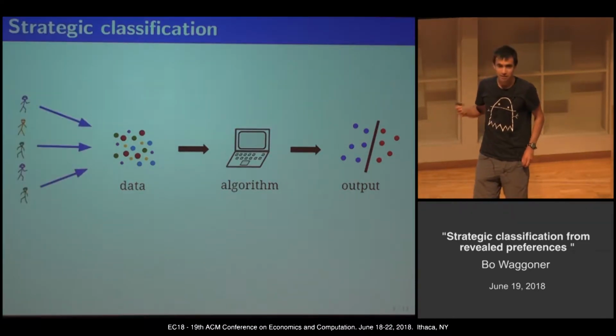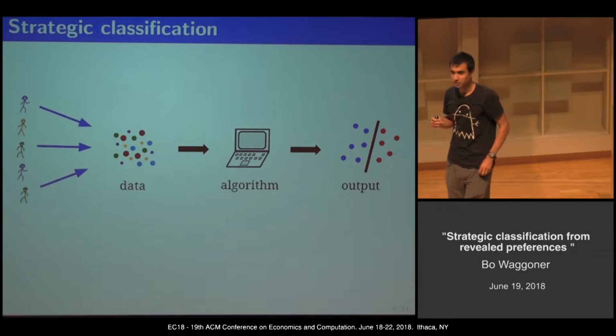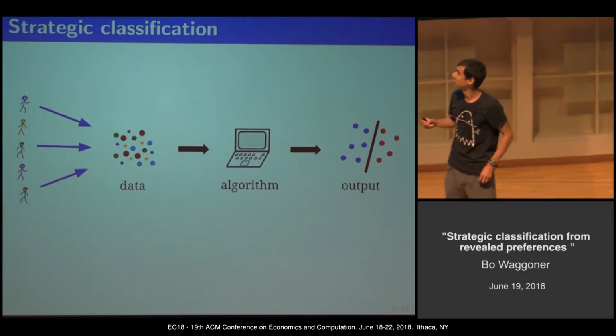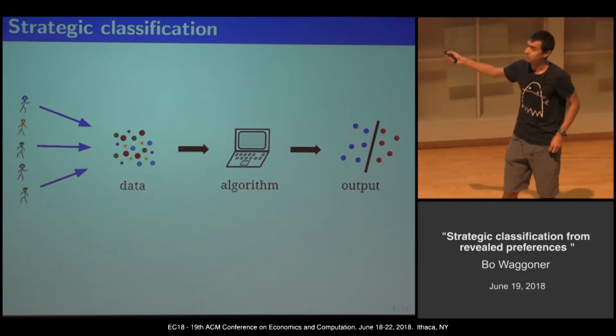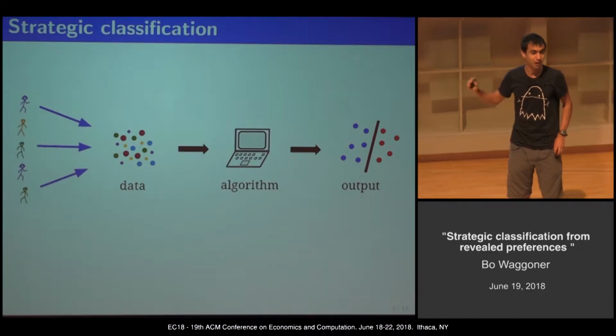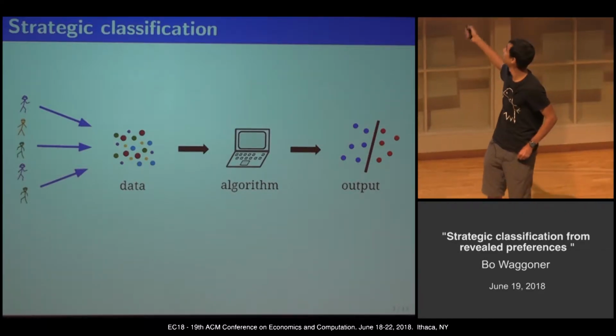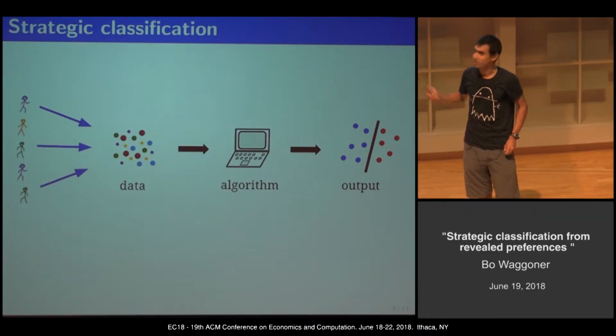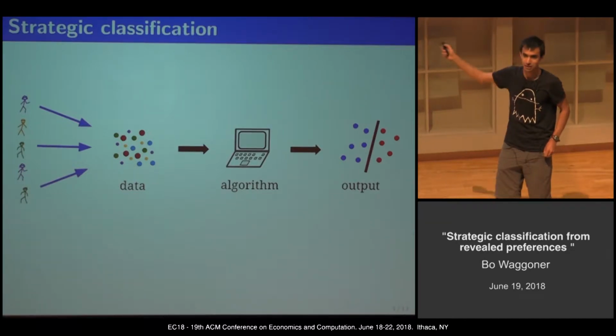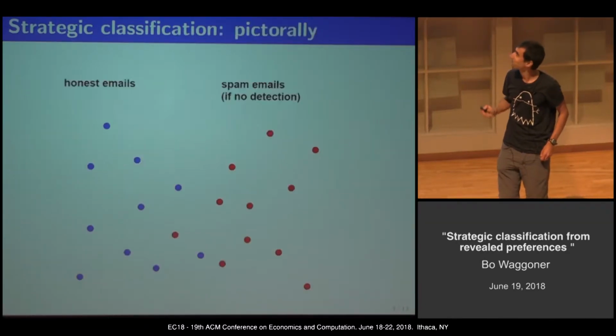In the strategic classification problem, which is a relatively recent but really exciting area, this data is coming from agents. They may be modifying this data in some way in order to influence how we classify it. And we want to design algorithms that do well in the presence of strategic behavior.